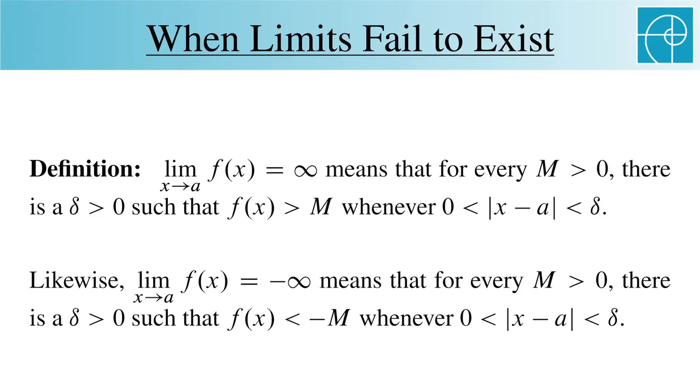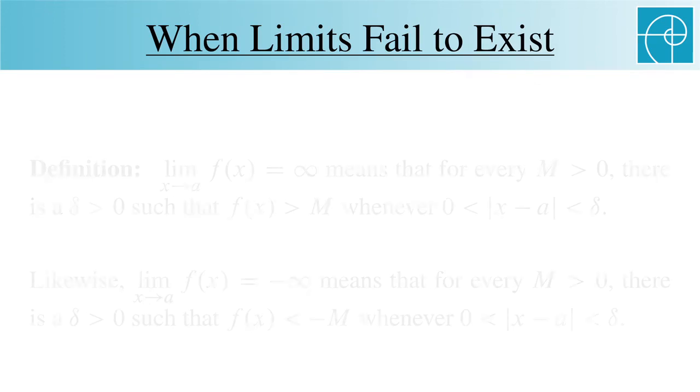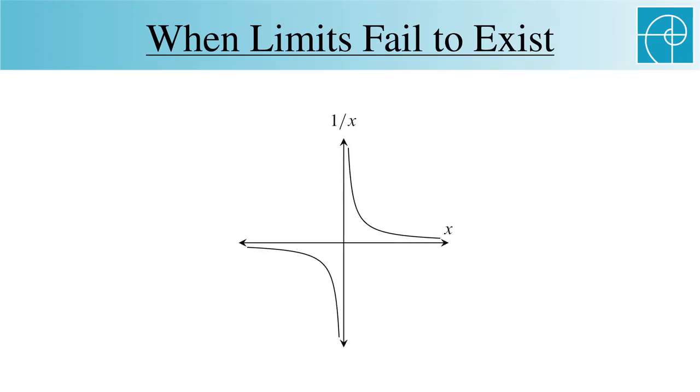Be careful though, because the sign matters here in a way that it didn't before. The expressions f of x greater than m and f of x less than negative m don't involve absolute values. So with a function such as 1 over x, we don't have a limit of plus or minus infinity. But we can use the idea of one-sided limits that we just discussed to say that the limit of f as x approaches 0 from above is positive infinity, and the limit as x approaches 0 from below is negative infinity.